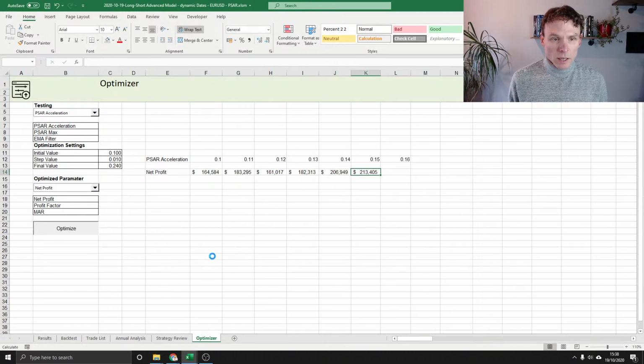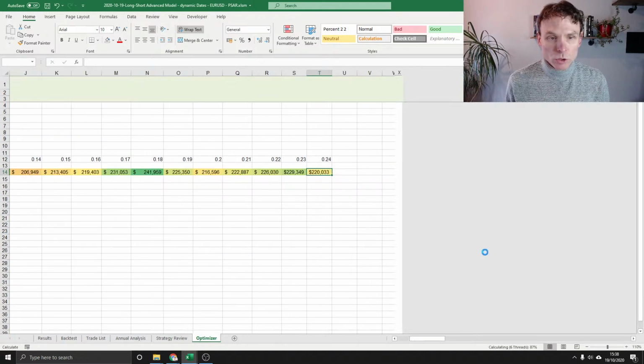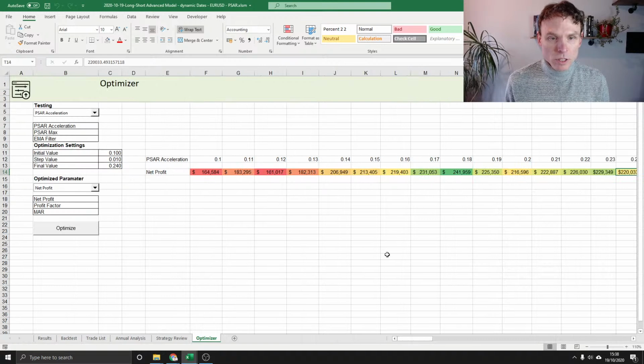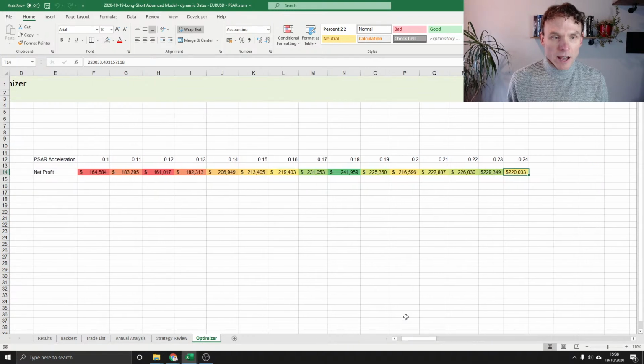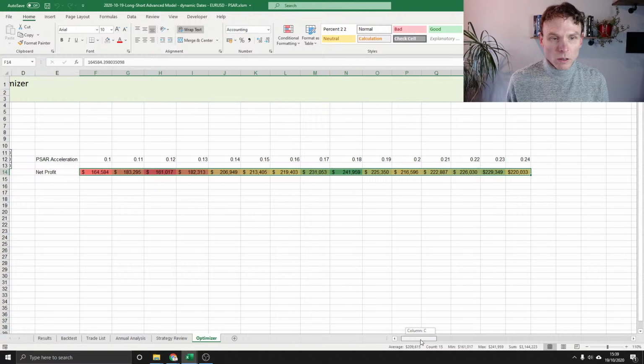So I am using the optimizer to find quote unquote the best settings, but I'm also looking to find patterns, and just using the conditional formatting here, we can see that we get some patterns. So there's not a huge difference, in fairness, over this amount of time period. 164 to 220 net profit, going up to 241. If I was to just drag my mouse over there, I can see that the average is just over $200,000.